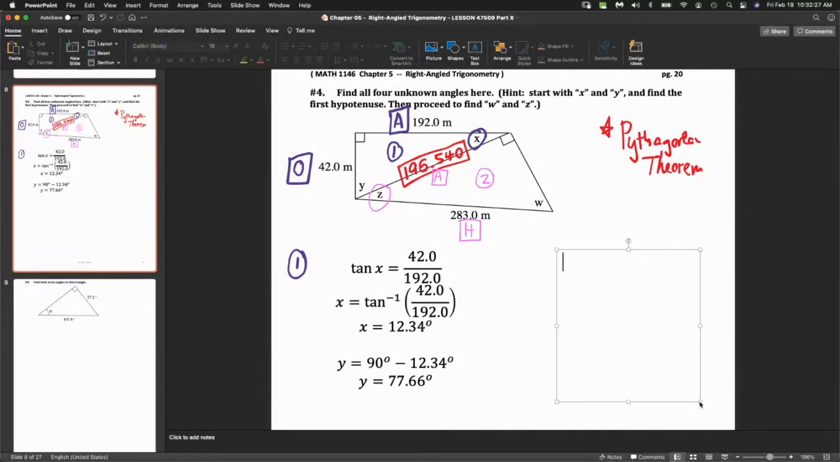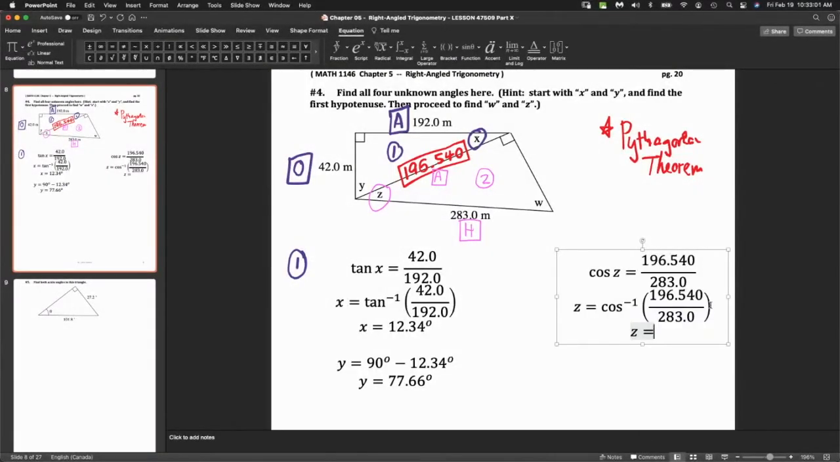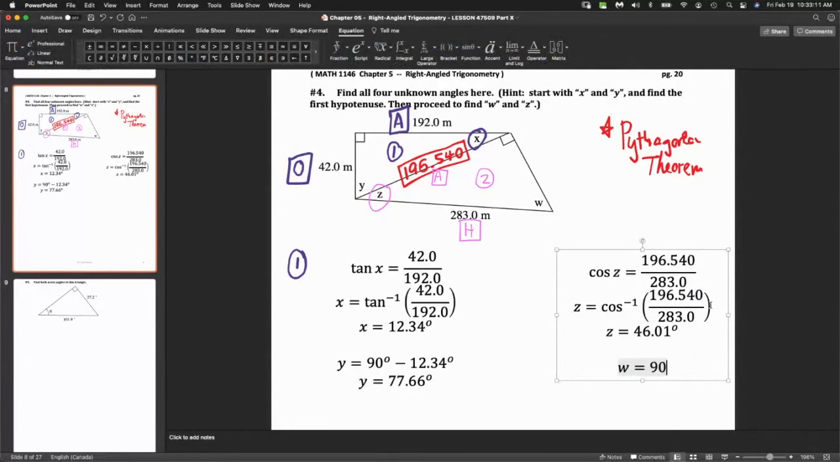So let's go through triangle number two now. It's adjacent, which is cosine. Cosine of Z is 196. So what does Z equal? Yeah, I got the same. And W will be 90 minus that.